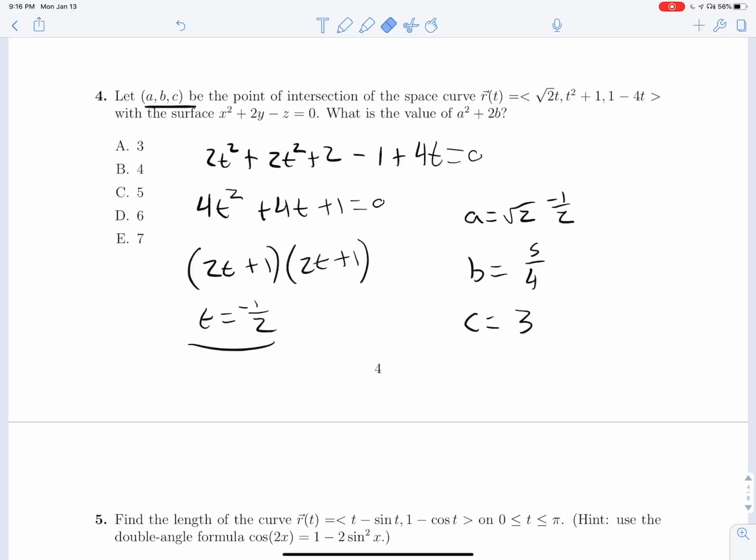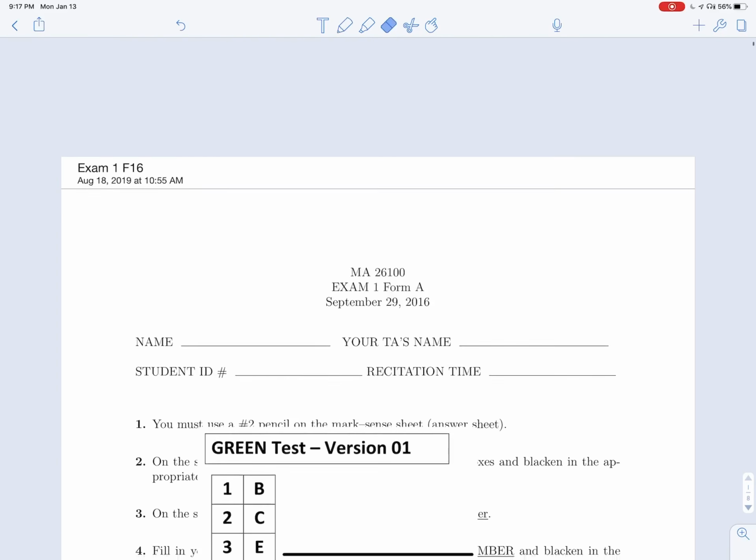And over here, we are going to get negative root 2 over 2. And things are still looking pretty scary, and I'm actually concerned that I might have done something wrong, but let's just see. A squared plus 2b, that's going to be, well, negative root 2 over 2 squared is going to be positive 2/4, so 1/2 plus 10/4, which is 5/2, so we get 6/2, which is 3. And so 4 is hopefully A.